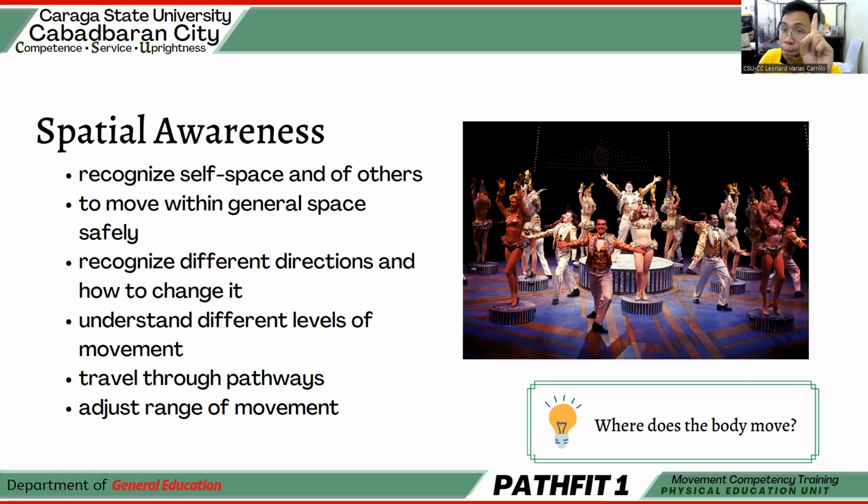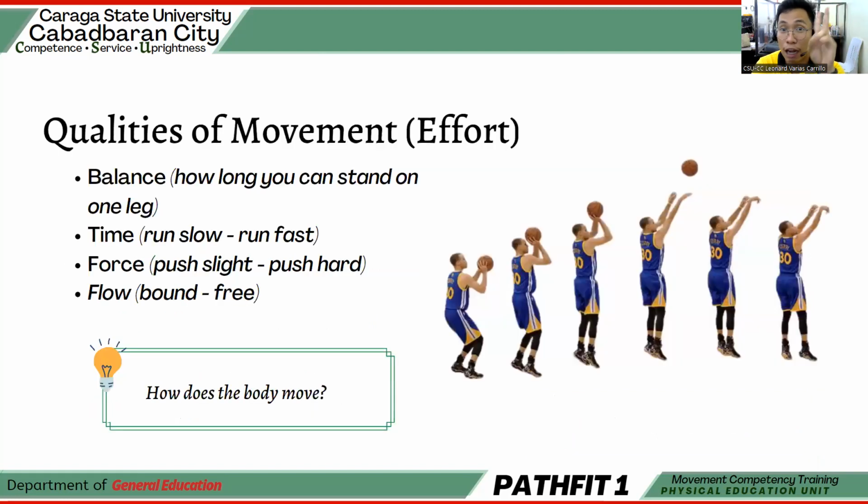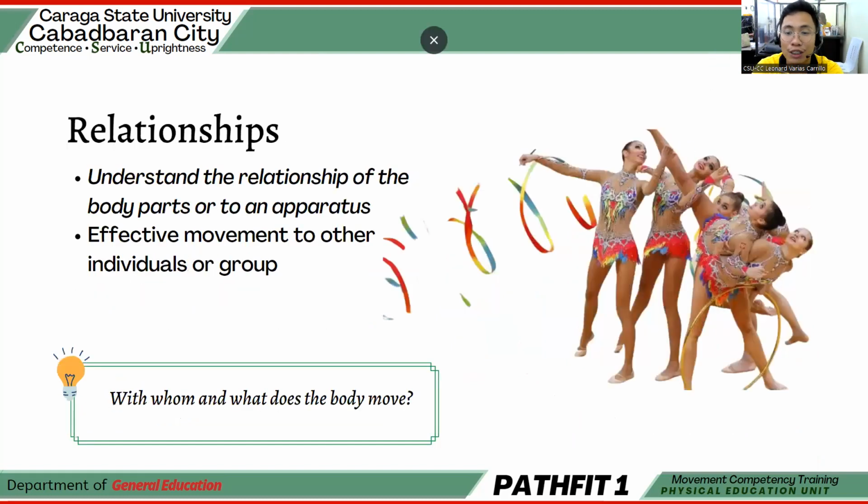Unsa to tong first? Body awareness. Second is spatial awareness. Next is effort awareness or the qualities of movement. And next is relationships. So I know dagan pa kay walay relationship diri ah. So in relationship, it is very important to have it. No? Dili siya necessary na relationship with other people. No? It can also be relationship with yourself. Intrapersonal relationship. No? Okay. Duha man aton types of relationship. We have intra and interpersonal relationship.